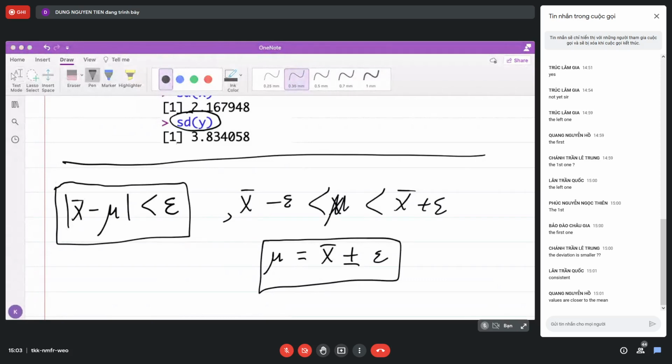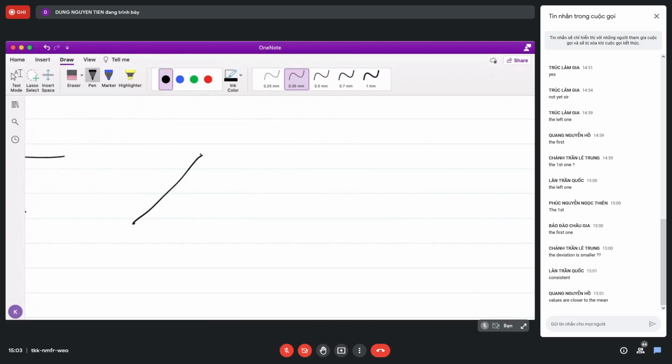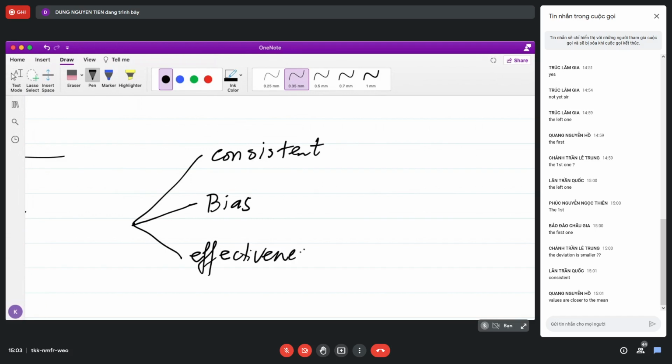No, not the consistent. When you talk about the approximation, there are three things that you may want to talk about. You may want to talk about the consistency. You may want to talk about whether or not it is biased. And then you want to talk about the effectiveness.